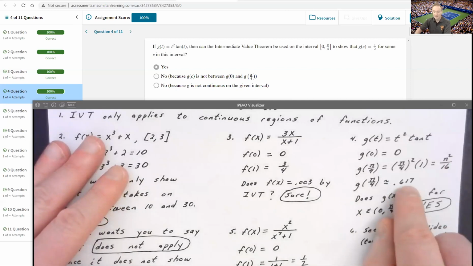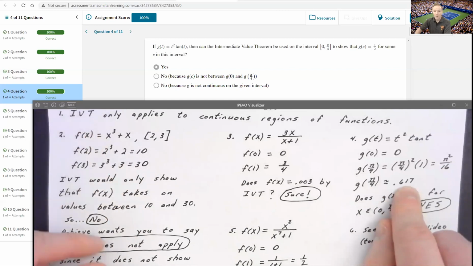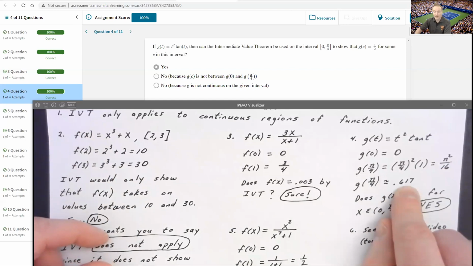I went ahead and got a decimal for the pi over 4 squared, and it gave me 0.617. Now, what do I know? Well, I'm trying to show that this takes on a y value of 1/2. Have I conclusively shown that by the intermediate value theorem? You bet we have.